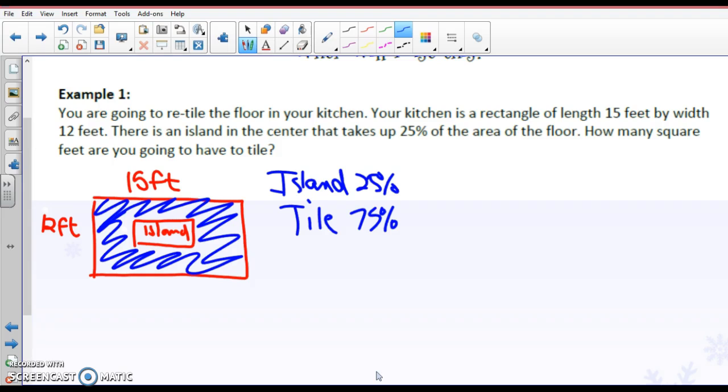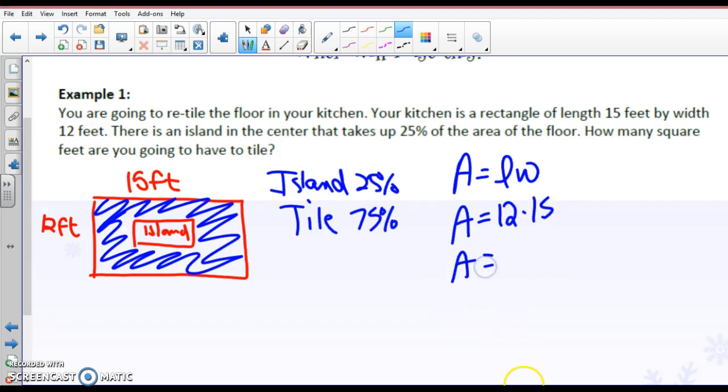Well, don't I have to find the area first? I got to find the area of the whole thing. So my area, since it's a rectangle, is length times width. My area is going to be 12 times 15, which is 180 square feet.